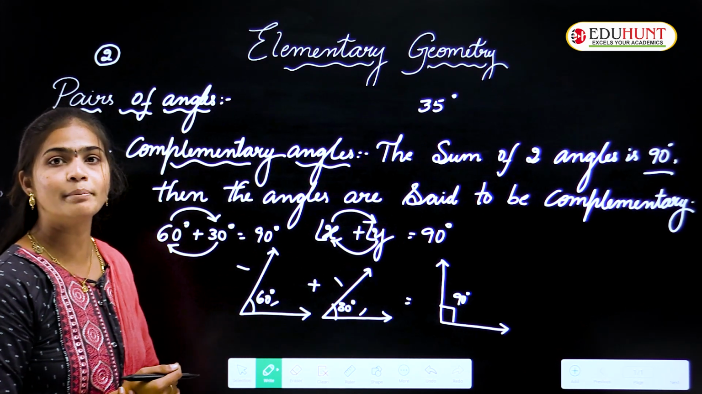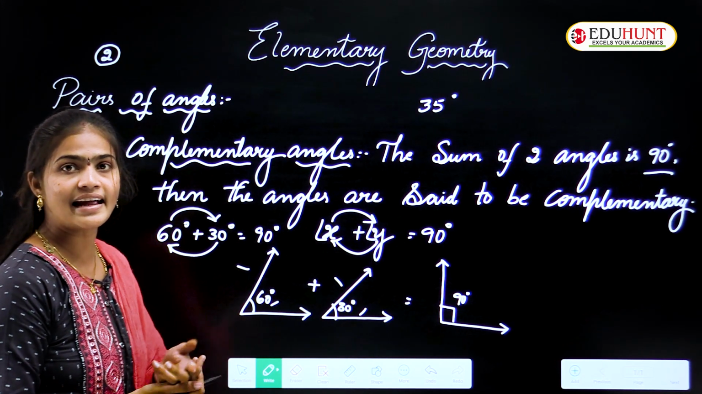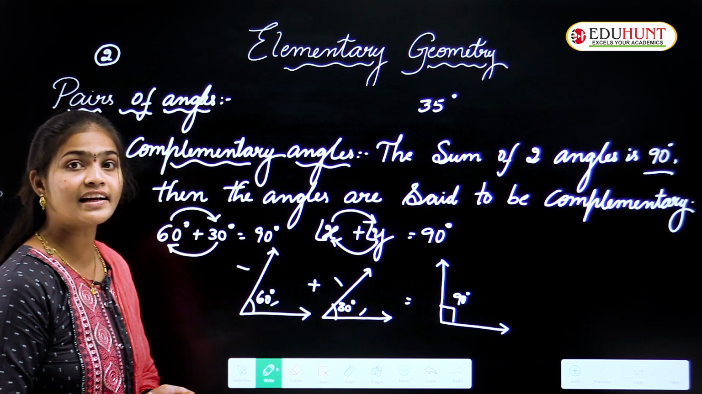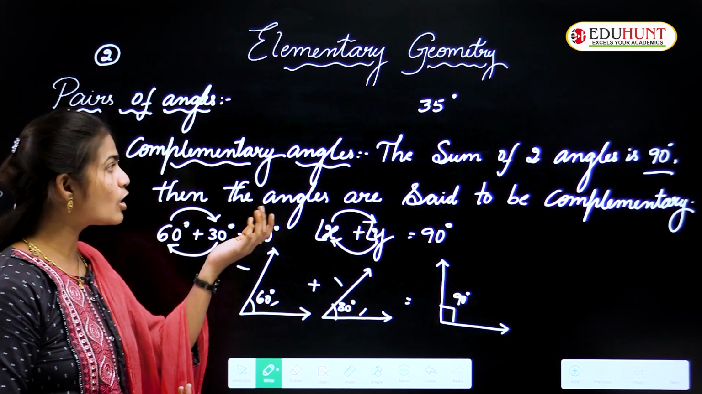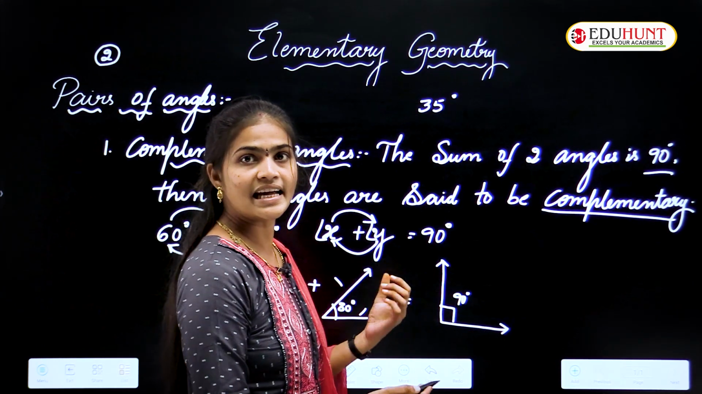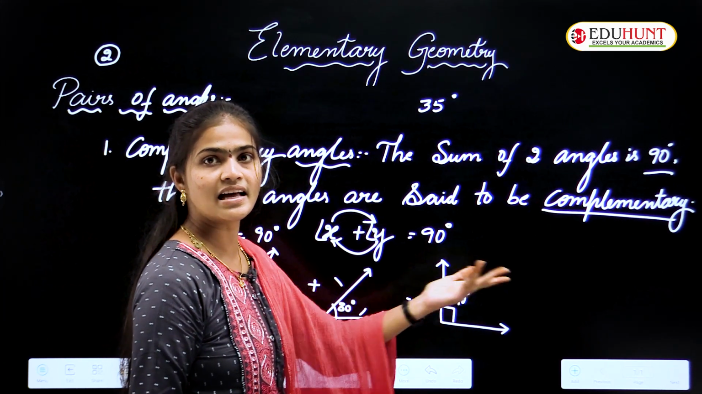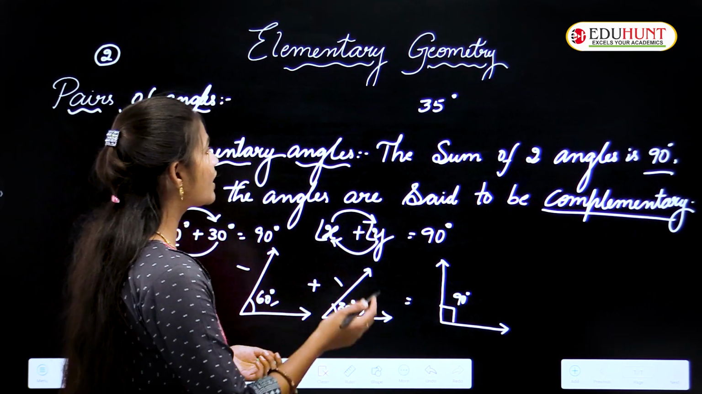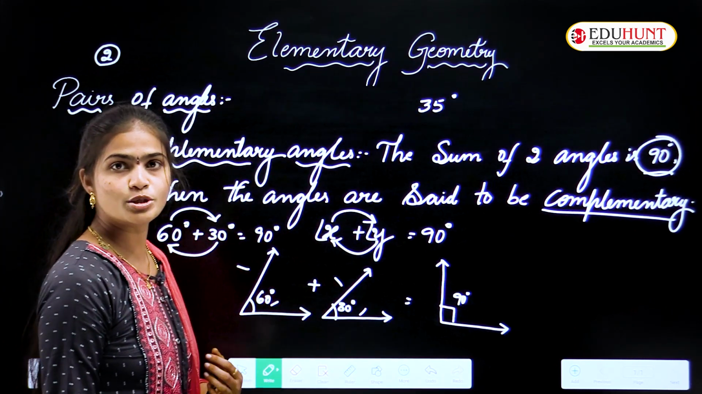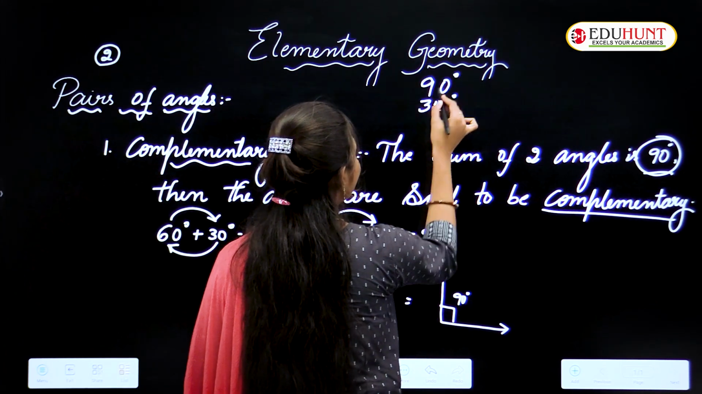So what is the complement of 35 degrees? I have given only one angle. I'm asking for the other angle, which means what is the complement of 35 degrees? In that question, I'm asking for the complement. Complement is nothing but complementary angles. Each angle we call a complement, right? So how can we find that? Complementary means its sum must be equal to 90 degrees, no? So subtract this 35 degrees from 90 degrees.